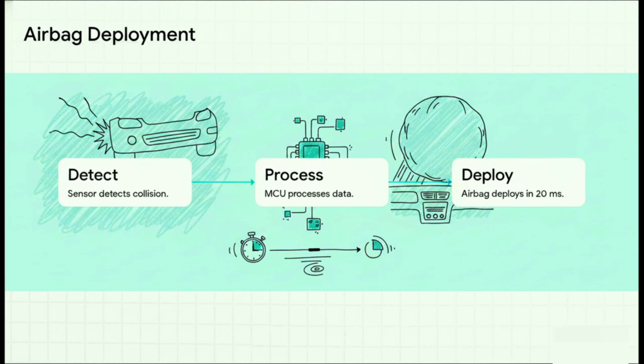It must react flawlessly. Step 1, the sensor detects a sudden collision. Step 2, the microcontroller instantly processes that force data. Step 3, the airbag deploys. And that entire sequence must happen in exactly 20 milliseconds. General-purpose computers with their heavy operating systems and background tasks simply cannot guarantee that kind of dedicated, split-second, real-time control. Embedded architecture is absolutely required to make it happen, without fail every single time.